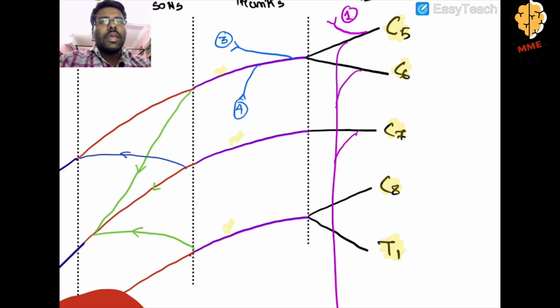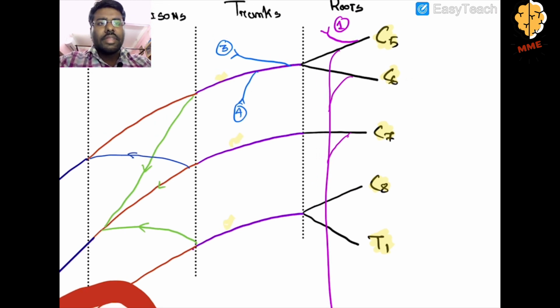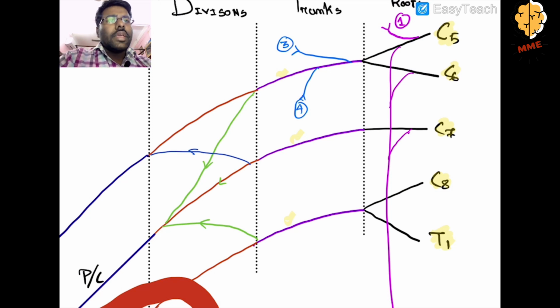After the trunk there is a division. The upper trunk and the lower trunk give one branch to the middle trunk, and the middle trunk gives a division to the upper trunk. So there is the division branch.